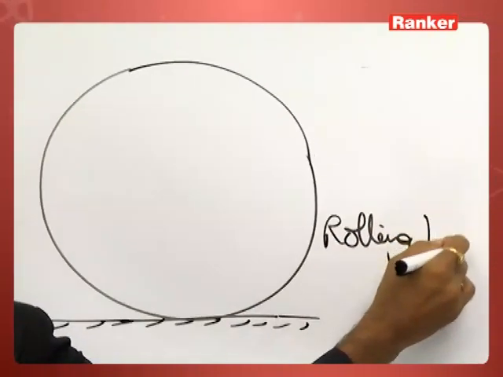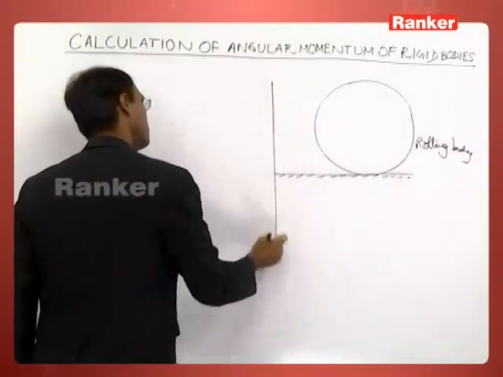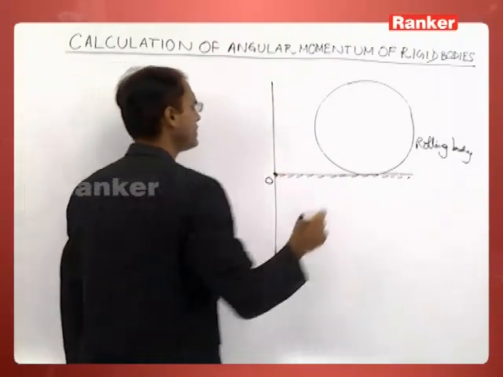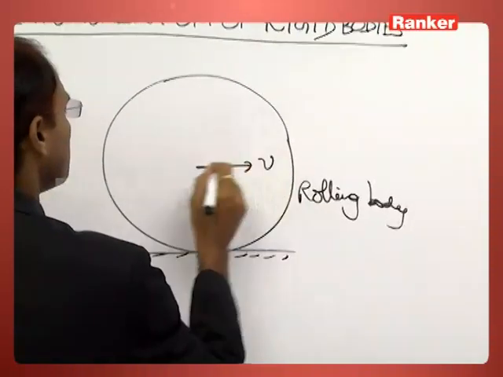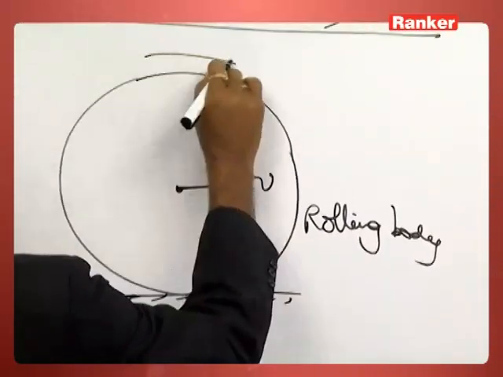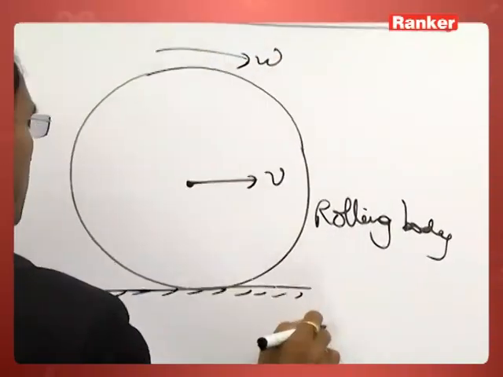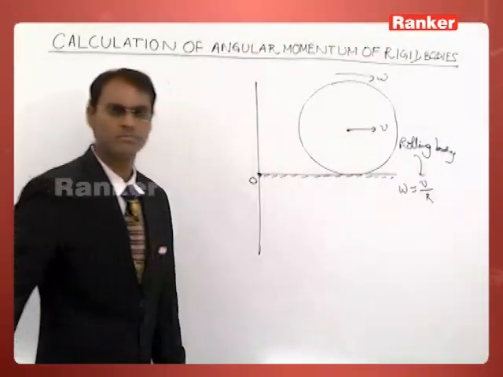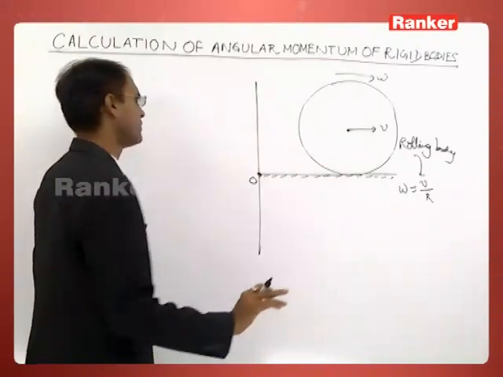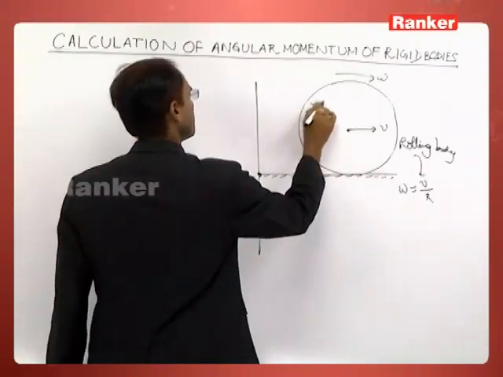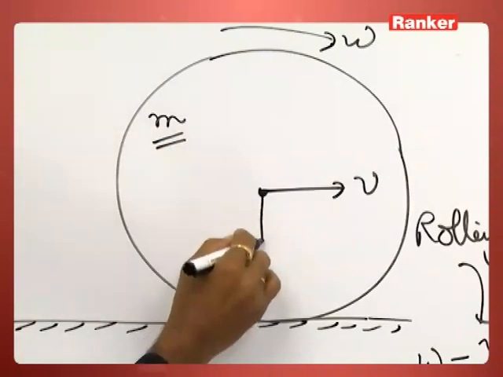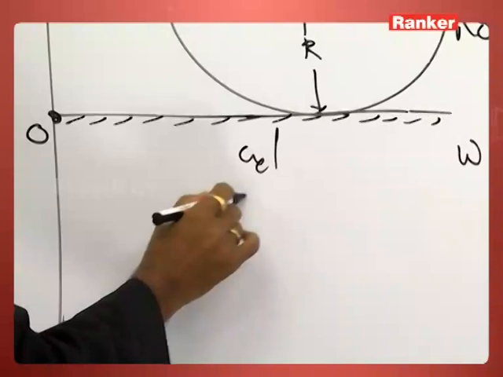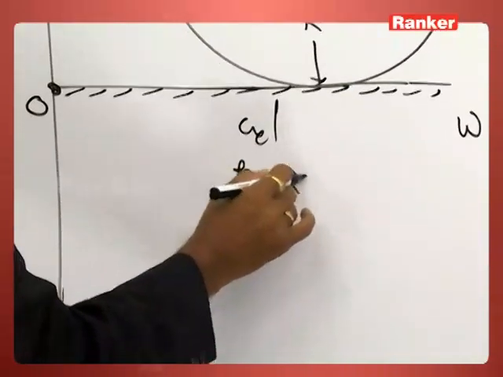Rolling body. Fix a point on the ground. With respect to this point, at the center of mass the velocity is v. For rolling, the angular velocity omega is equal to v by r. Its mass is m, radius is r. Suppose this is a cylinder. k is the radius of gyration.